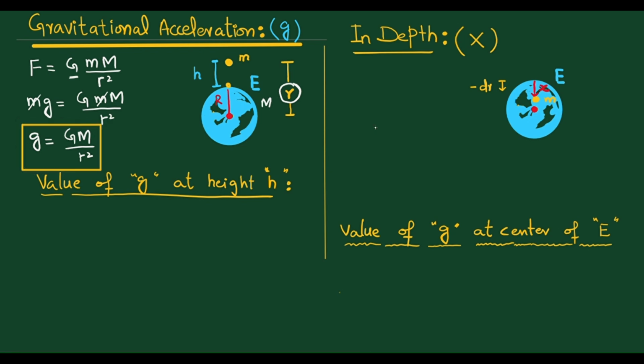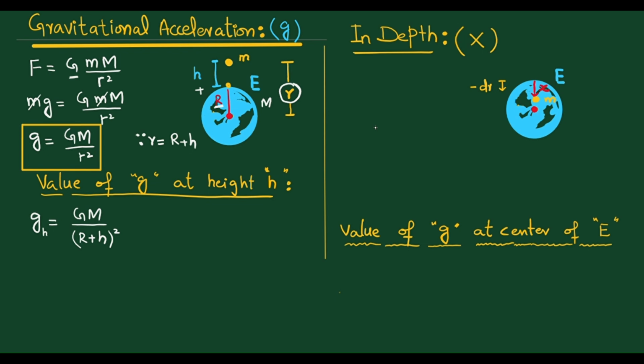Now we will find the value of g at a certain height h. The gravitational acceleration g will be equal to capital G, capital M, divided by small r squared, where small r is the radius of the earth plus the height from the surface of earth, so small r is equal to capital R plus h. This is the value of g at height h.